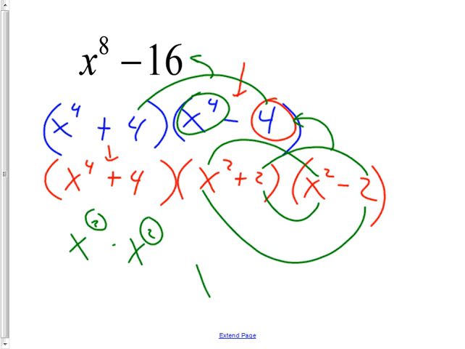Let me give you an example. X cubed times x to the 2nd, that is not x to the 6th. That's x to the 5th. You're actually adding. Okay. All right. So bottom line is, this has been factored all the way.